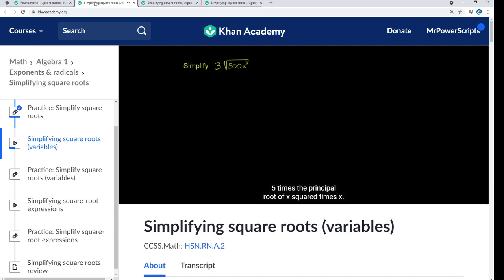Okay. Times the principal root of x squared times x. That's the same thing as x to the third. Now, the one thing I'm going to do here, actually, I won't talk about it just yet.